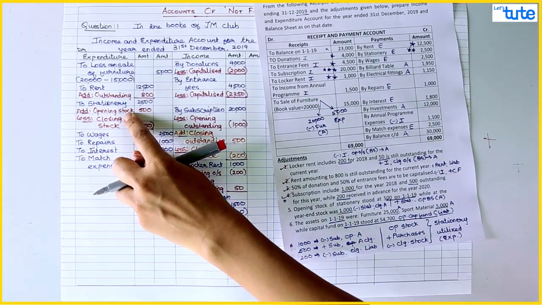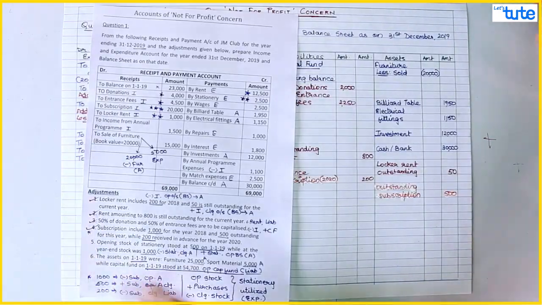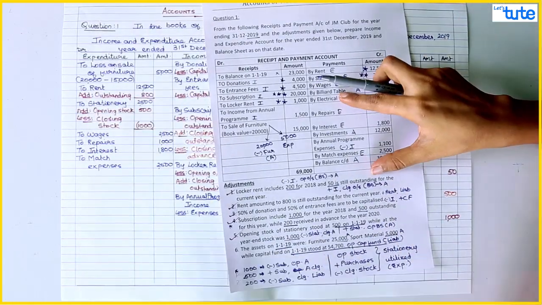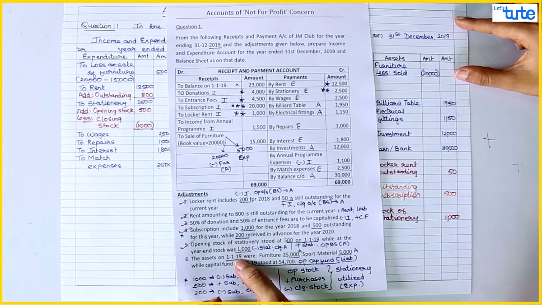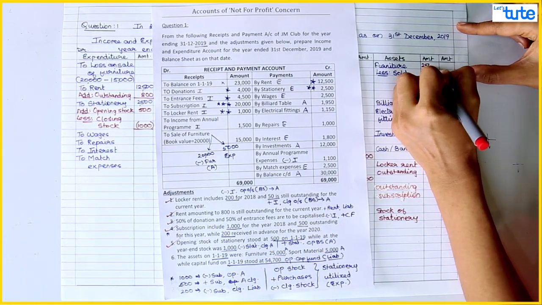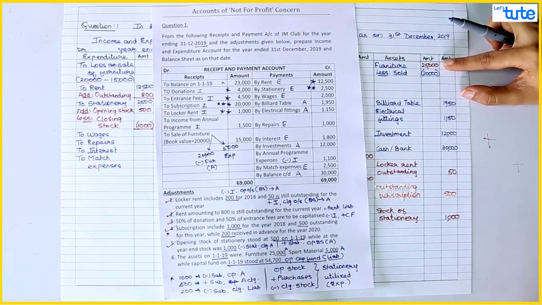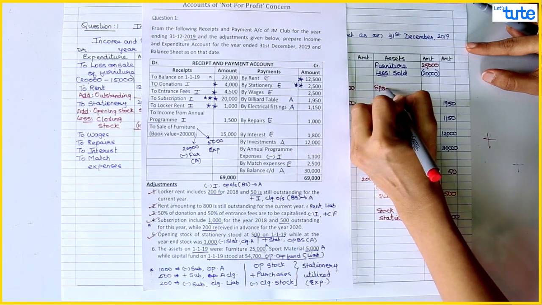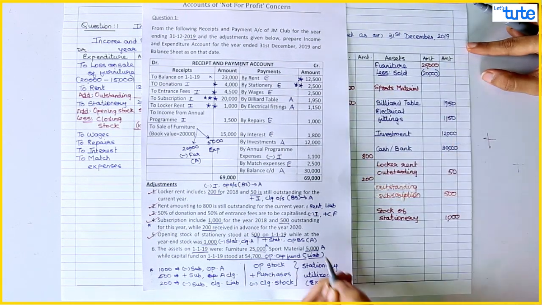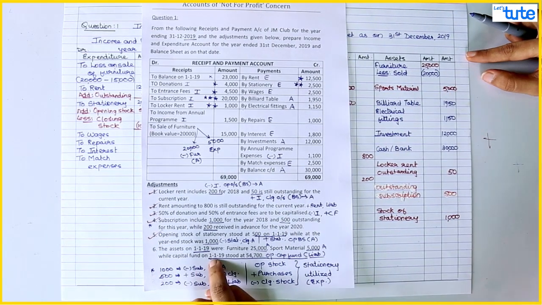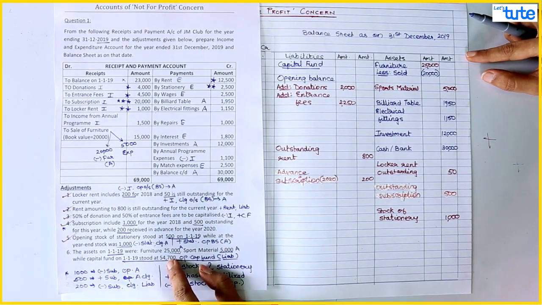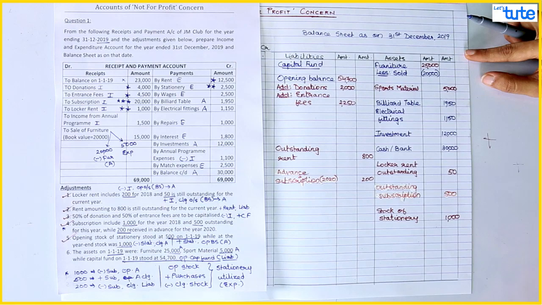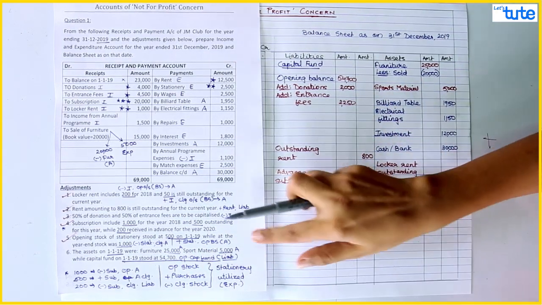Now opening stock will go to opening balance sheet asset and closing stock will go to closing asset. Stock of stationery 1,000. Next, the assets on 1st January 2019, furniture 25,000. So this furniture opening balance is 25,000. Sports material 5,000. We don't have any adjustment for sports material, so we'll write separately. Sports material, that is 5,000. And capital fund on 1st January, that is 54,700. So capital fund opening balance is 54,700. So we are done with all these adjustments over here.